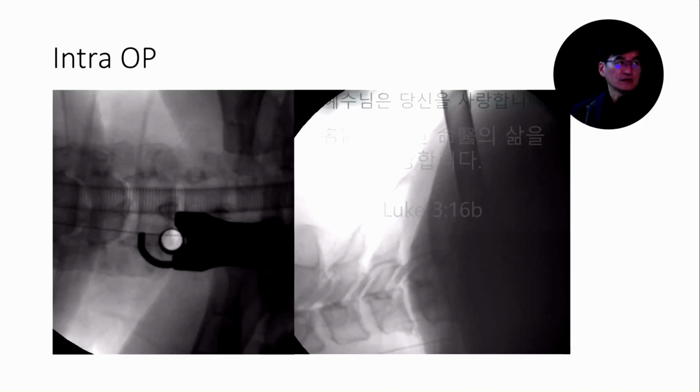This is the position of the endoscope tube placed over the uncovertebral joint, right? Uncovertebral joint here. This is midline. This is the ideal yellow one. I think the yellow one is the ideal placing of the endoscope tube for each different level of foraminotomy. But in reality, I place it a little bit more medial.